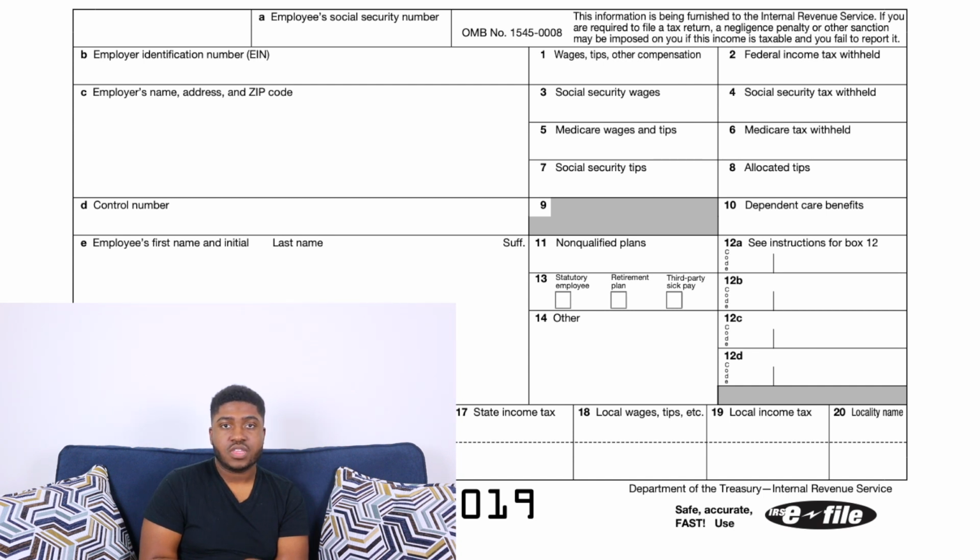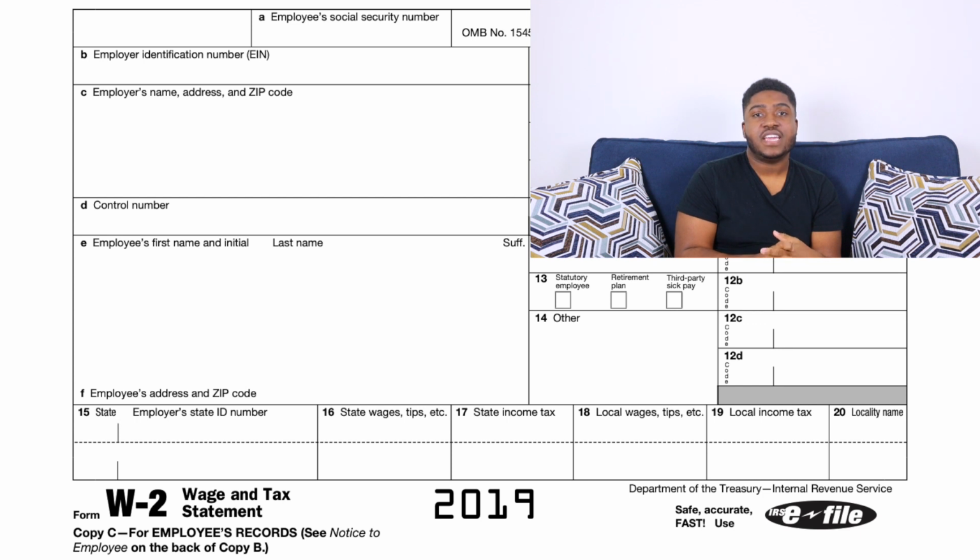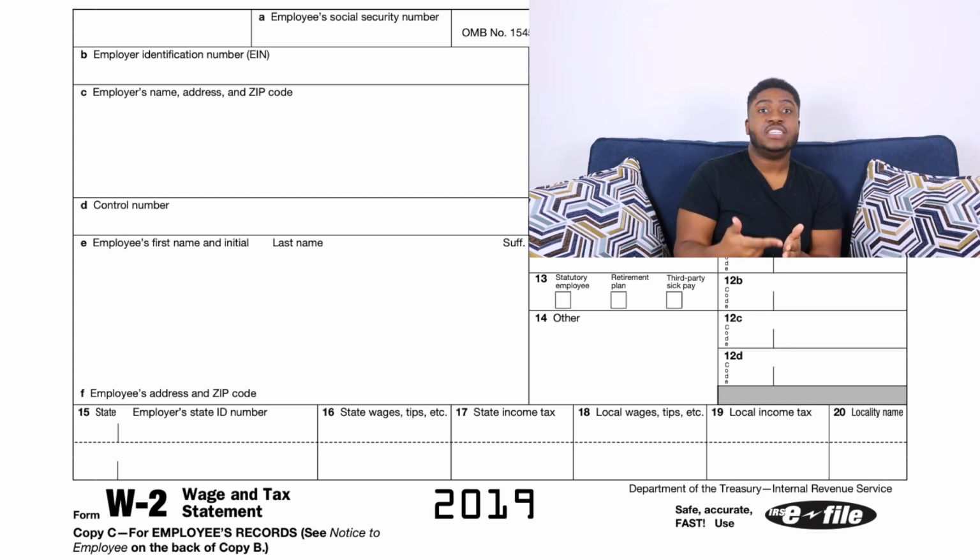Box D is where the control number will be listed. Depending on the employer and the rules for that specific type of employer, this may or may not be listed on your W-2, but that's what that's for. Box E contains the employee's first name, middle initial, and last name. It's also going to contain the most recent address that you have provided to your employer. So again, make sure that you update that if it has changed. Every time it changes, please update your employer so they're sending it to the most recent location.